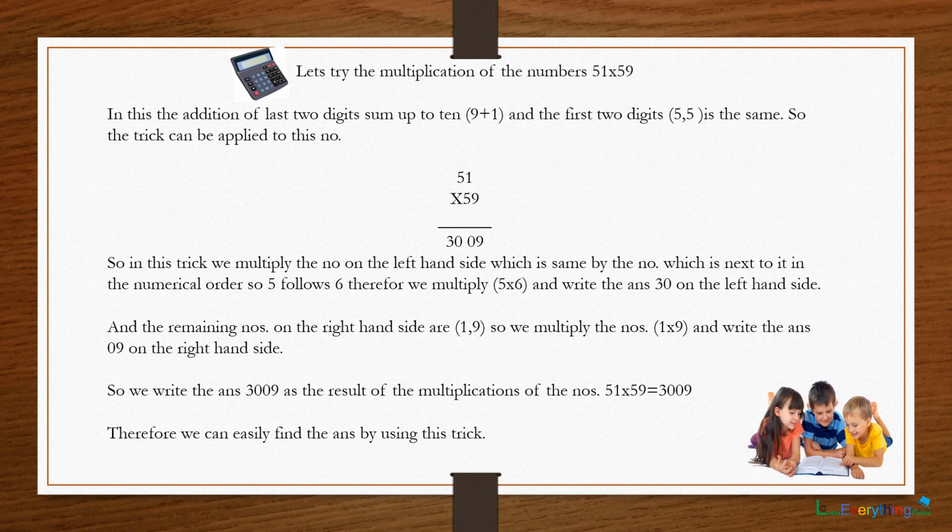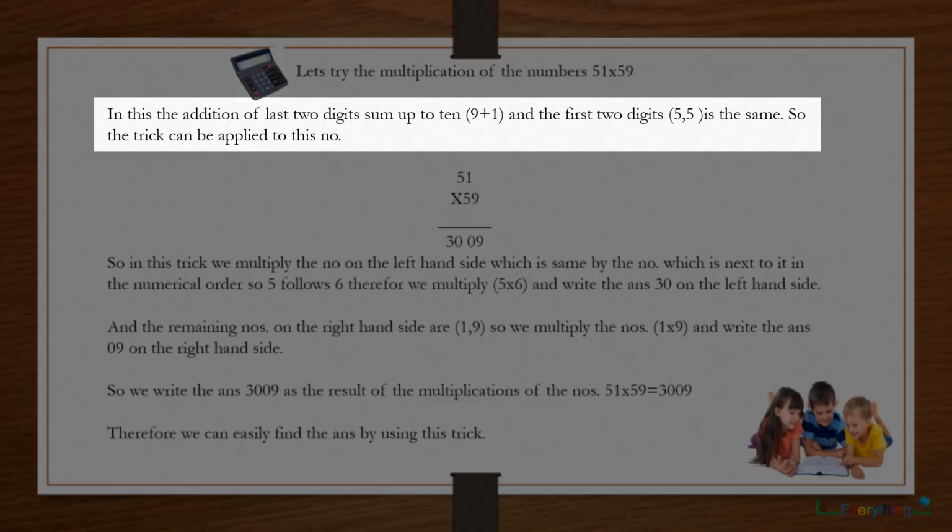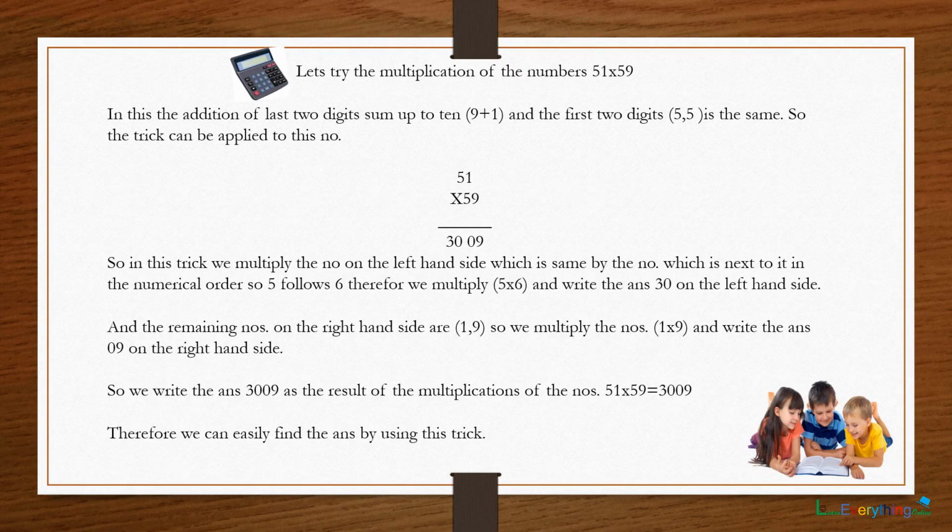Okay, so let's try the multiplication of numbers 51 and 59. So this trick can be applied for this number because 1 plus 9 is equal to 10 and 5 is 5, the same. Now let's see how to do it. So students, when you're doing this, the first thing you have to keep in mind is to always check the combination of numbers. If the combination of numbers is not right according to the rules of this trick, it will not give you an accurate answer. So now let's do this trick.